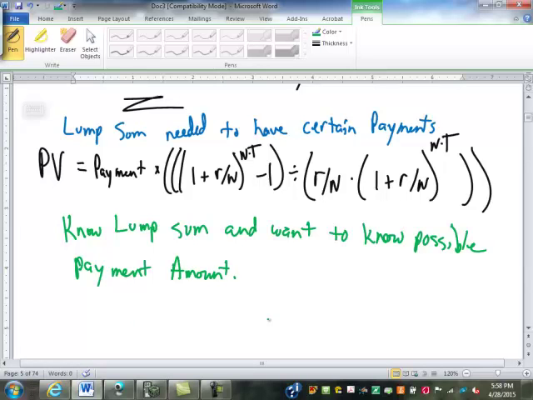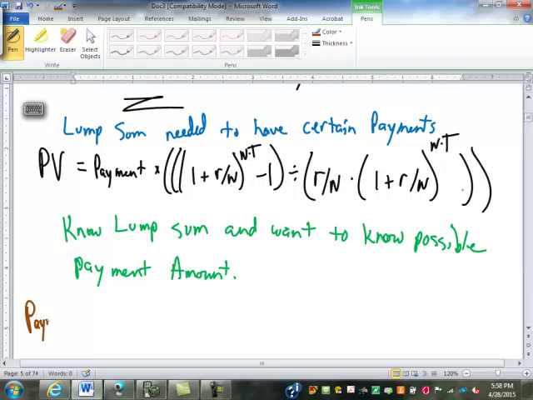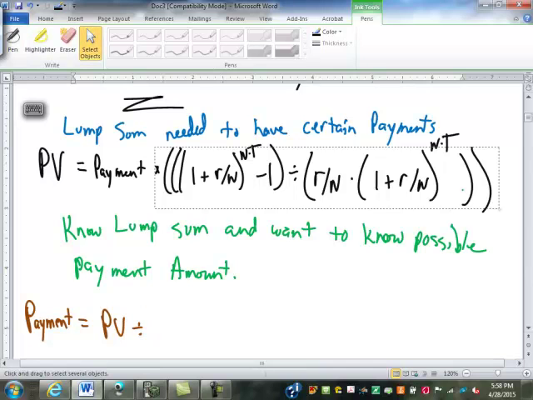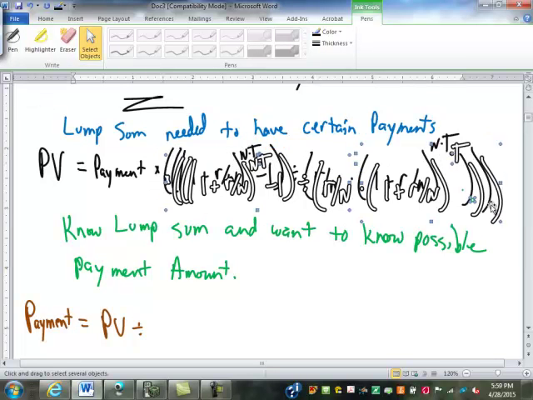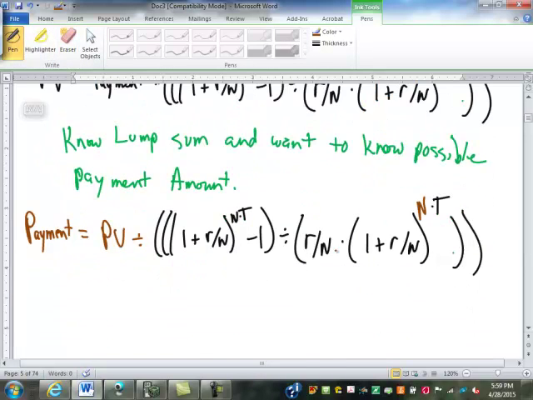Let's say that you know how much you're going to have, what that big lump sum, that present value is, and you want to figure out how much you can draw from that. What would be your regular payment you could regularly draw from that? That payment amount, or that drawn amount, is going to equal that present value divided by that. There.